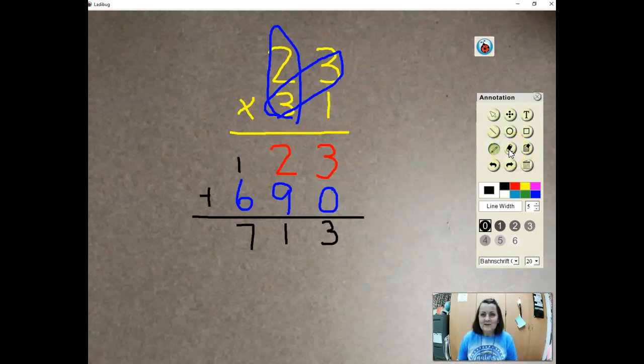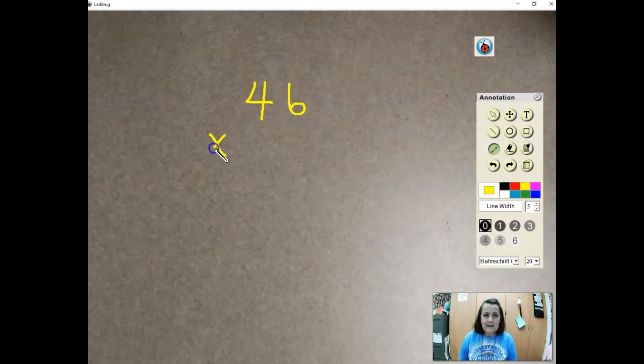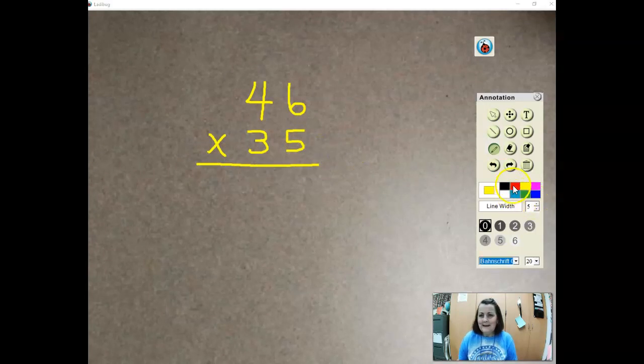Okay, so let's try a new one, and let me erase this page just like that, and let's start again. Let's do 46 times 35. So write that down, please. And we're going to start with the 5 in the ones place and multiply it times the 6. So we're multiplying up this time. 5 times 6 is 30.